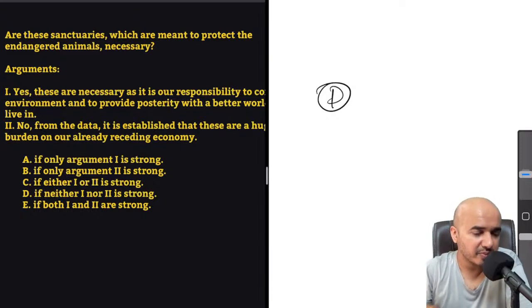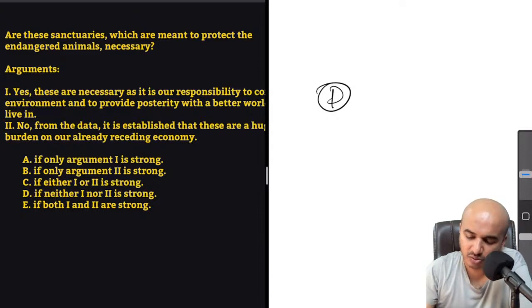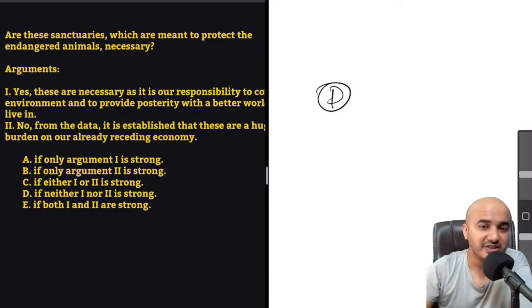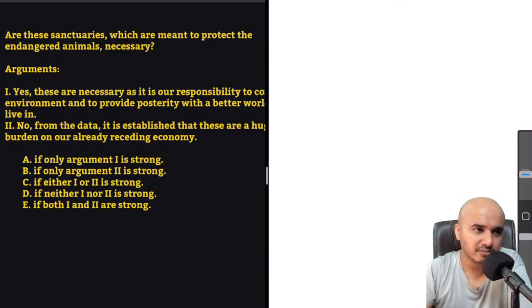The second argument being, no. From the data, it is established that these are a huge burden on our already receding economy. So the second argument is very clear. It says, no, we can't do this because ours is a receding economy. That means an economy which is coming down. We don't have much money for ourselves. Of course, I'm not talking about India as such in this case, but only in this question. So they say, since ours is a receding economy and we don't have money for our own people, why are you worried about endangered animals? First, let us survive, and only then we can think of endangered animals.